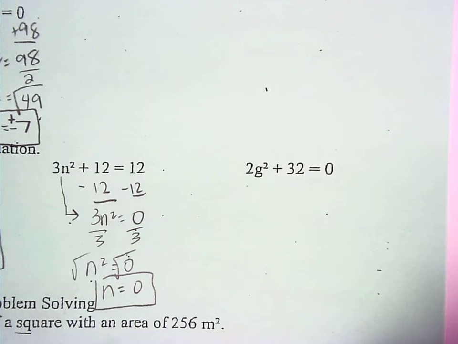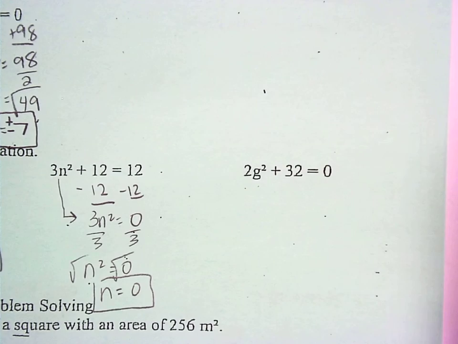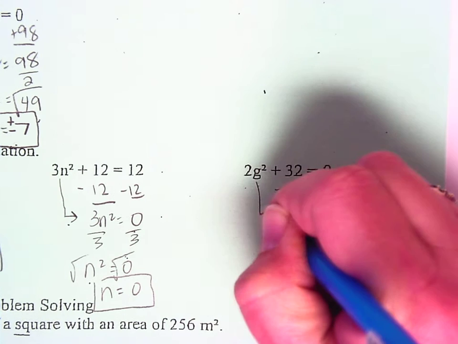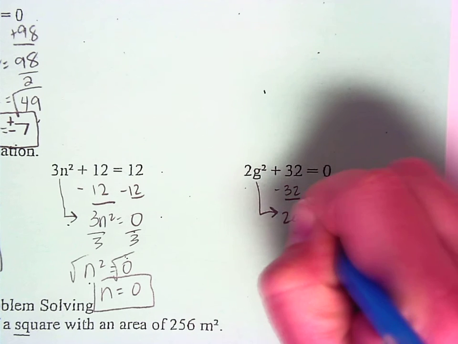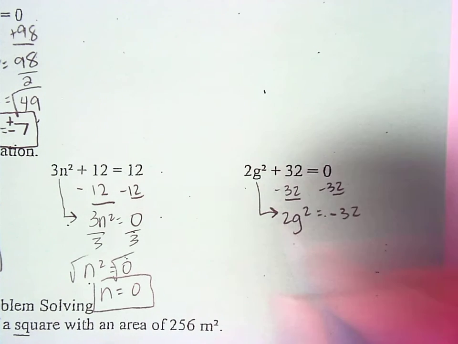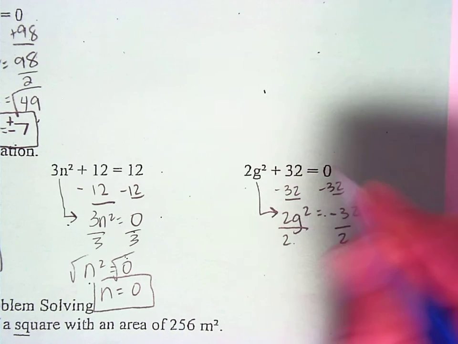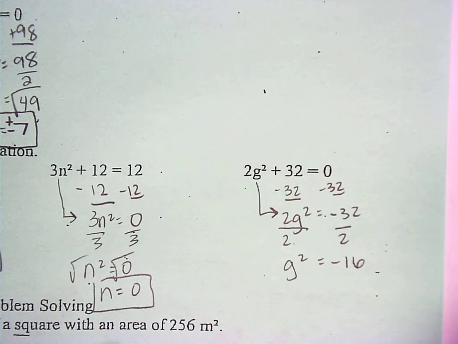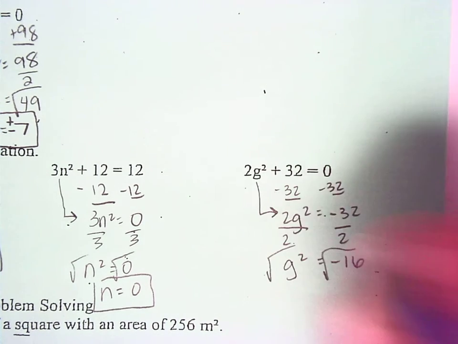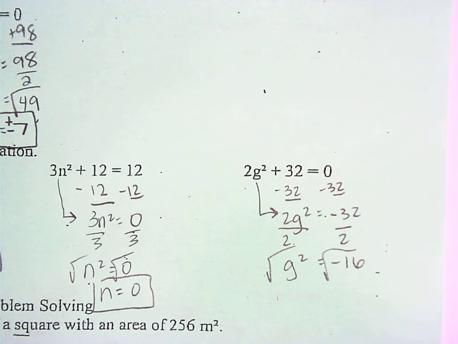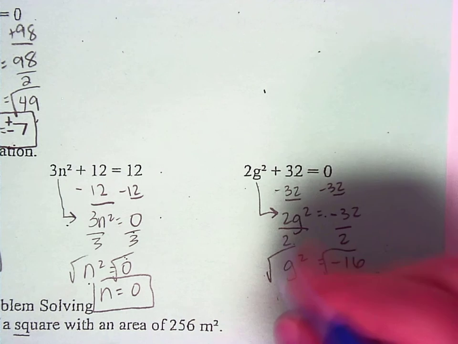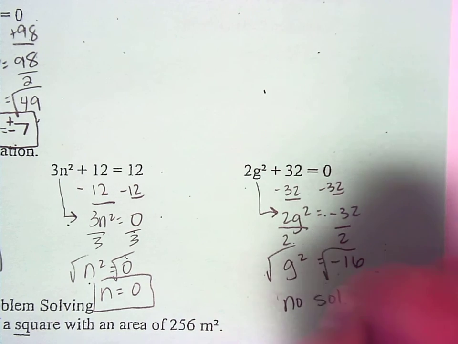For the next one, solving for the g again. So let's subtract 32 from both sides. I have 2g squared equals -32. Divide both sides by 2. We have g squared equals negative 16. Oh no. Square root, what can you square to get negative 16? Any number times itself is going to give you a positive answer. So it's not possible to square root a negative number. So the answer is going to be no solution. It is not going to work.